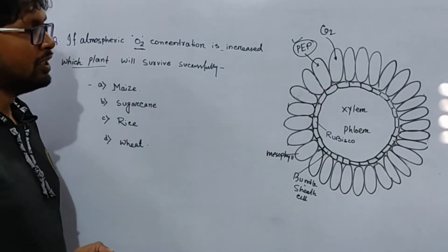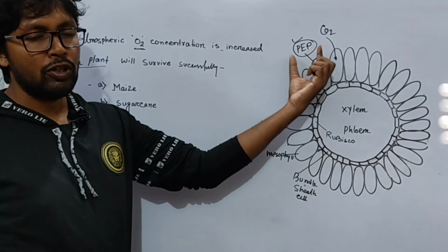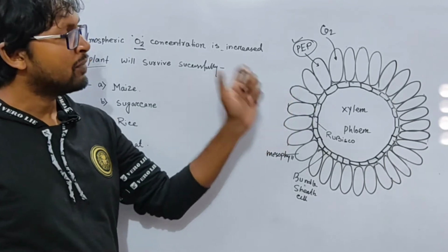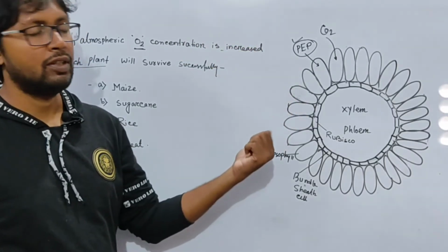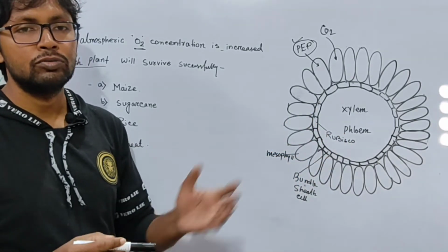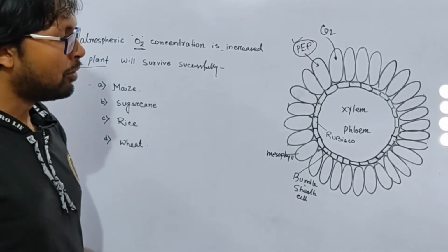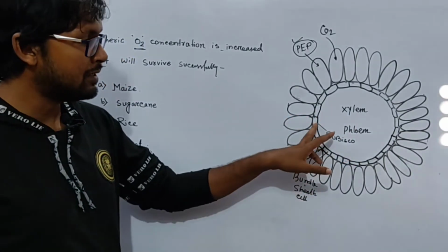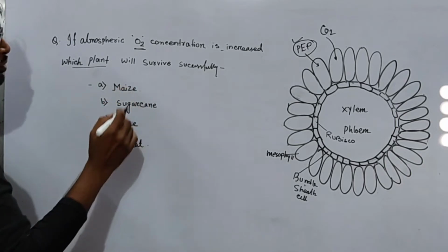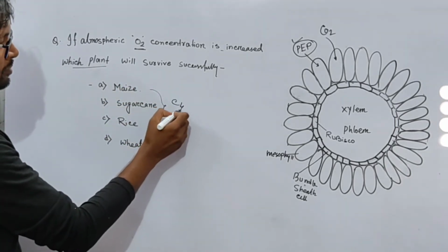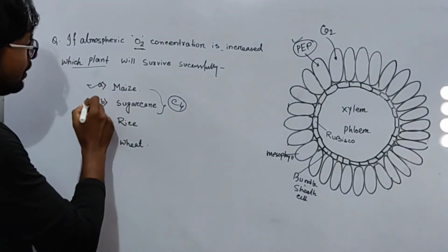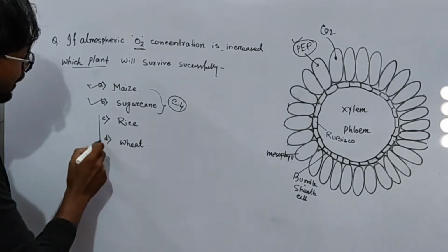phosphoenol pyruvate, the enzyme phosphoenol pyruvate carboxylase, is the enzyme that absorbs carbon dioxide directly from the atmosphere, and then they transfer it to the bundle sheath cells where rubisco is present. Rubisco has a special mechanism to develop the carbohydrate molecule, that is the dark reaction, glucose formation, inside the bundle sheath cell. So which plants will survive successfully? These C4 plants, maize as well as sugarcane. They both survive, but the other plants will not survive successfully.